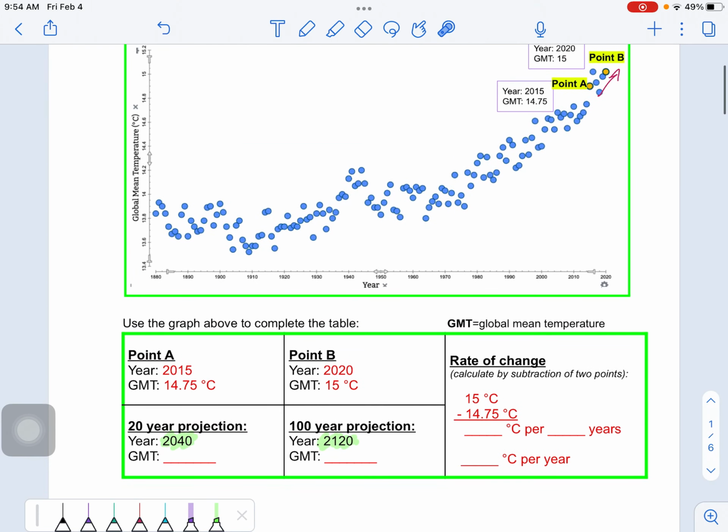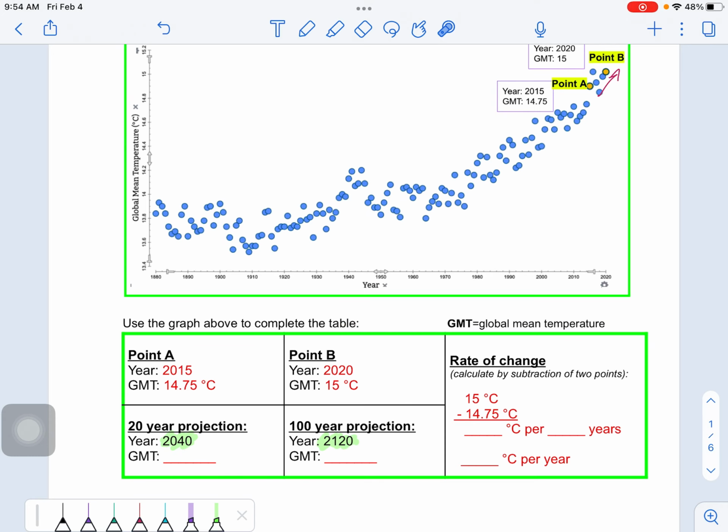So the first thing we have to do is figure out, well, what is that rate of change? How much is this global mean temperature changing per year? So I started by giving you two actual values. So we have point A, which is from 2015 with a global mean temperature of 14.75. So we plug that info in down here. Then we've got point B, which is 2020, 15 degrees. Again, plug that data in down here.